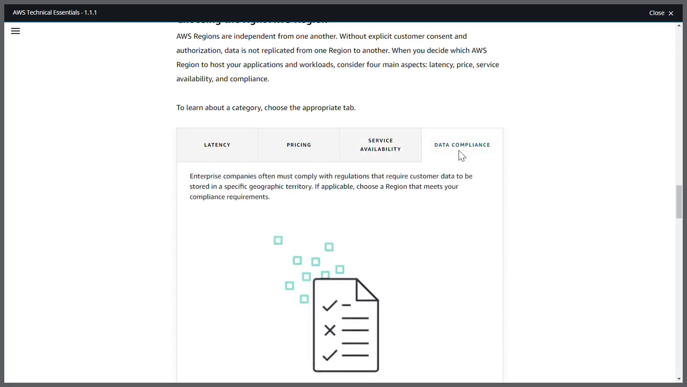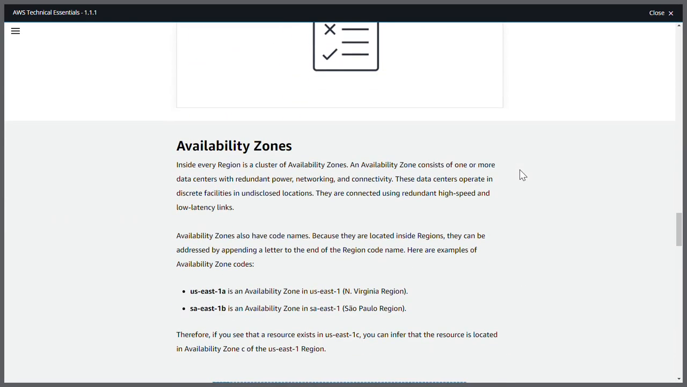So every country and every geography has its own compliance regulations, which factor into how to select a region to deploy the applications and systems. So we are talking about the availability zones, or in short, AZ. So what is an availability zone? An availability zone is a set of data centers with redundant power, redundant networking, and connectivity.